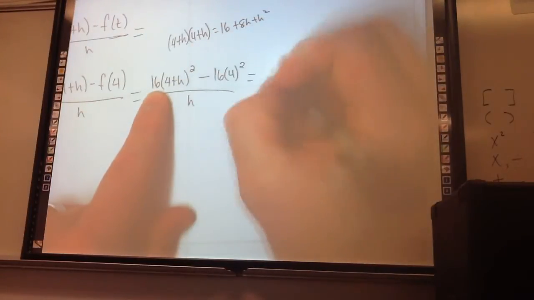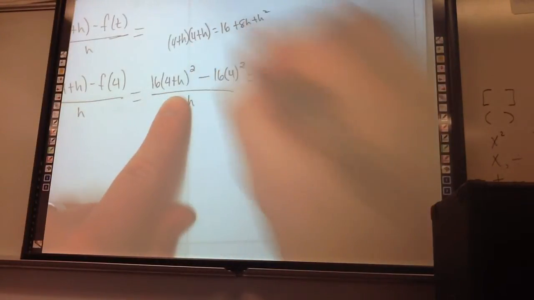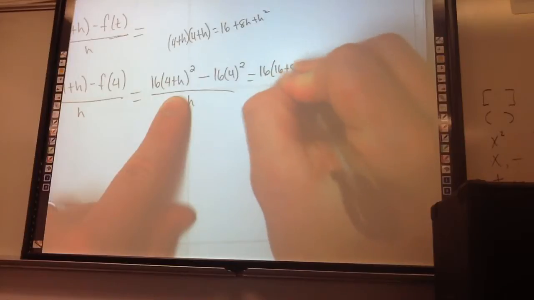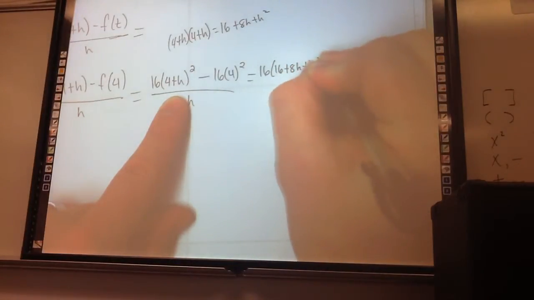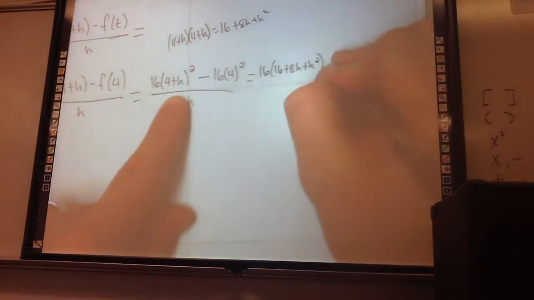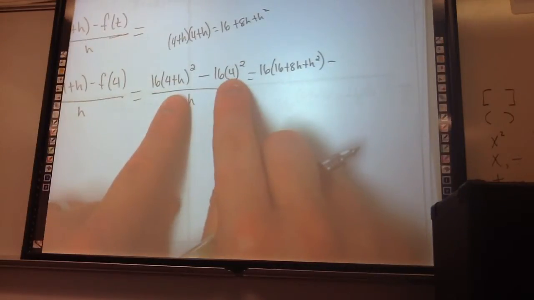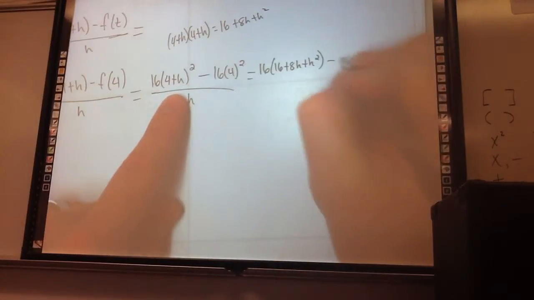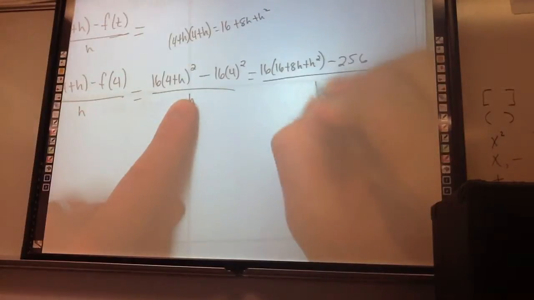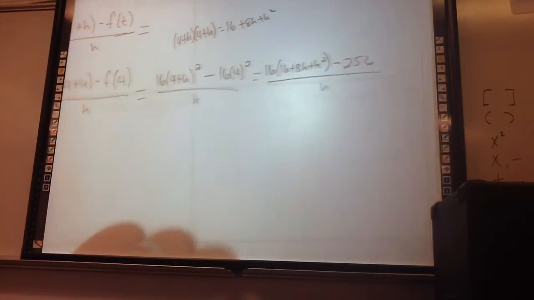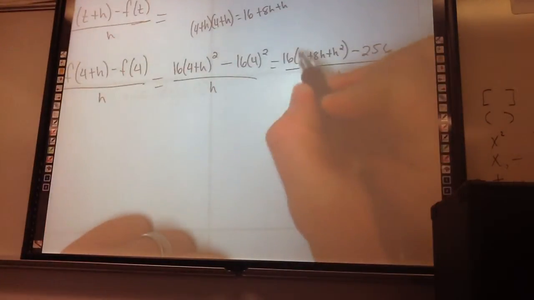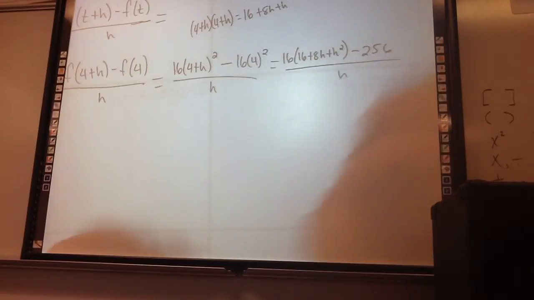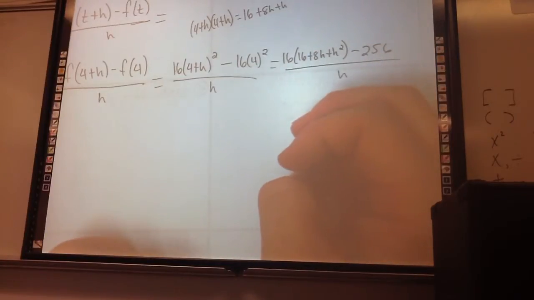All of that, so I'll do it one step at a time here. So we have 16 times all of that, 16 plus 8h plus h squared, minus 256 over h. Well, I can do distributive property here, right? Am I going too fast?